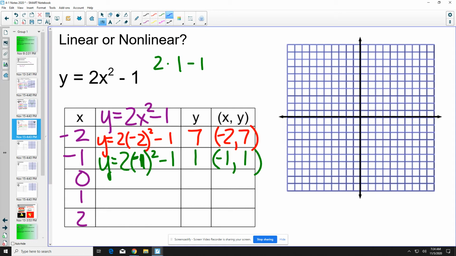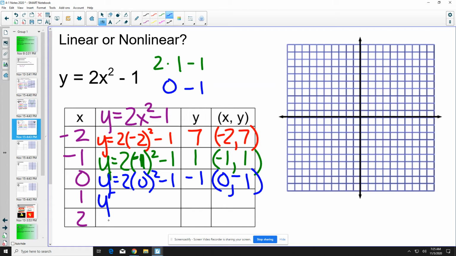All right, let's look at our next one. Now we're going to put in 0 for x. So write this in your table. You're going to do 2 times 0 to the second minus 1. 0 to the second would be 0 times 0, which is 0. 2 times 0 is 0. So I'm going to have a 0 minus 1. What does 0 minus 1 make? -1, right. So my x was 0, my y is -1. So another point on the graph is 0, -1.